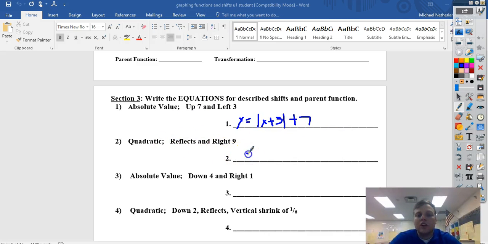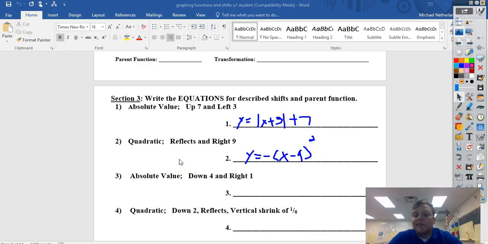Quadratic. Well, you know you're going to have something squared. And it says it reflects. A reflection means there's a negative sign right away. Parenthesis x. It says right 9, so minus 9. Close the parenthesis, and it's quadratic, so it needs a square.